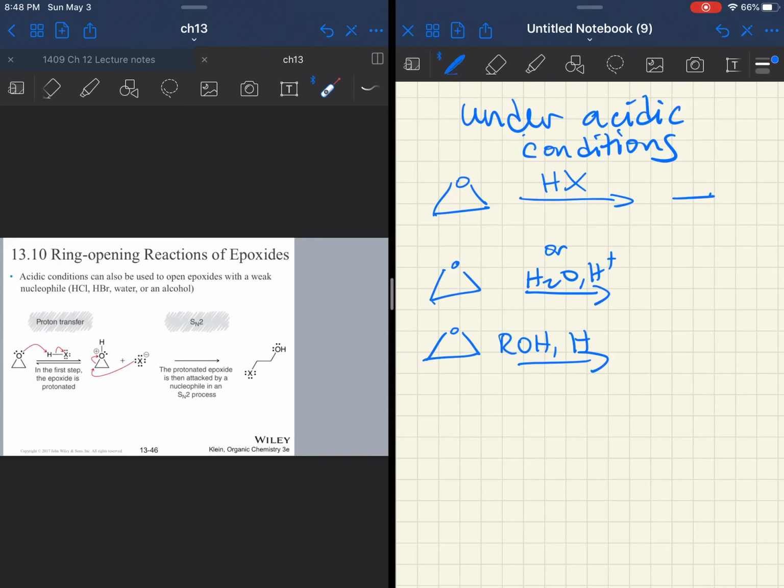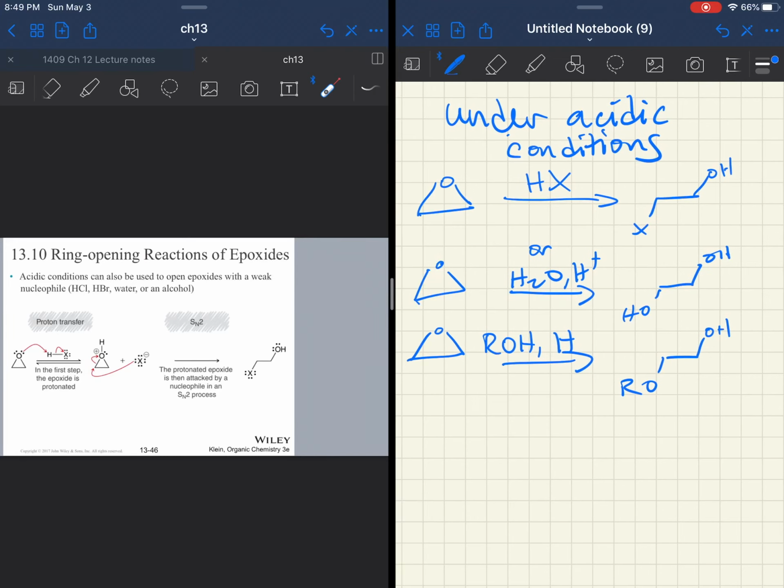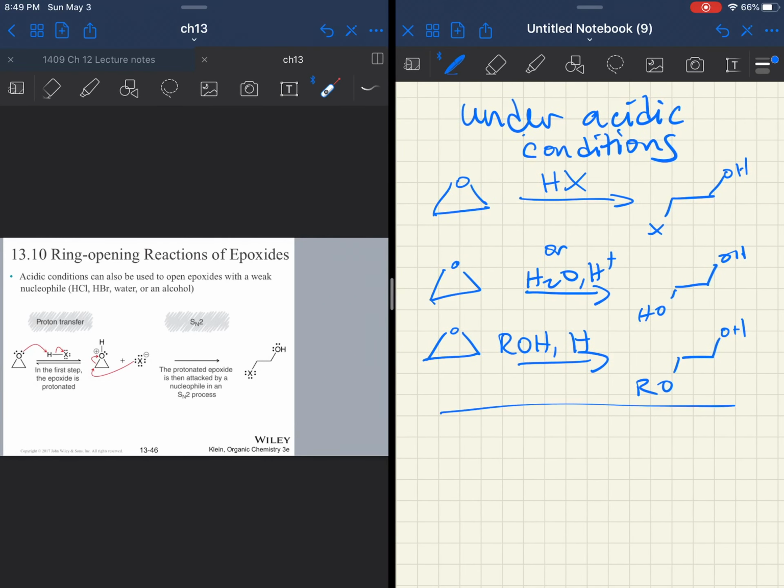HX, you're going to wind up with an alcohol on one side, X on the other. If it's water, you're going to wind up with a diol, right? That's the second half of the reaction that you already knew. If you use alcohol instead of water, you're going to wind up with an ether and an alcohol. Now, these all start with the same basic mechanistic step, and we see that right here.